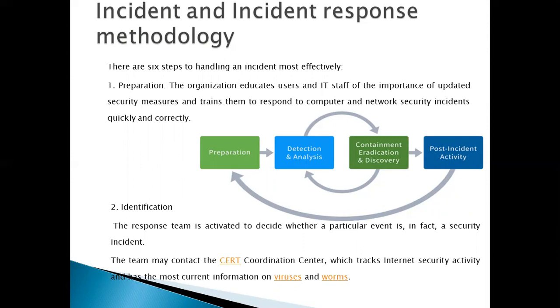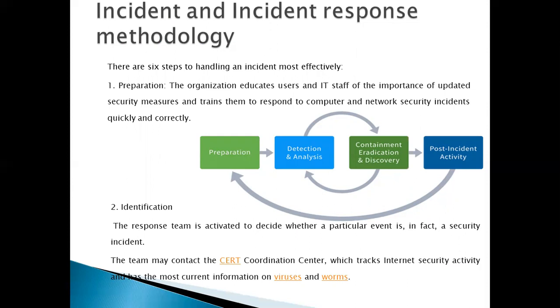The first step is preparation. What is preparation? If it is a company or an organization, all the employees should be aware of the incidents that may happen, and if a particular incident occurs, they should know the initial response that they have to make. For that, the employees in the company should be given proper education and proper training. So that is the first phase, preparation. The organization educates users or IT staff on the importance of updated security measures and trains them to respond to computer and network security incidents quickly and correctly.